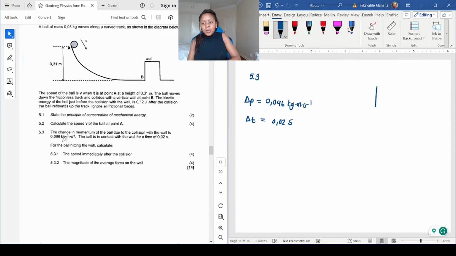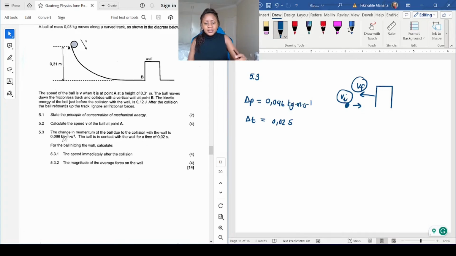So you have your ball going towards the wall with some velocity, and then it gets to the wall and then it rebounds. So what they're looking for is this rebounding velocity, our final velocity. Do we have our initial velocity? No, but we can calculate it because they told us that the kinetic energy of the ball just before the collision with the wall is 0.12 joules. So we can use that information to calculate our initial velocity.